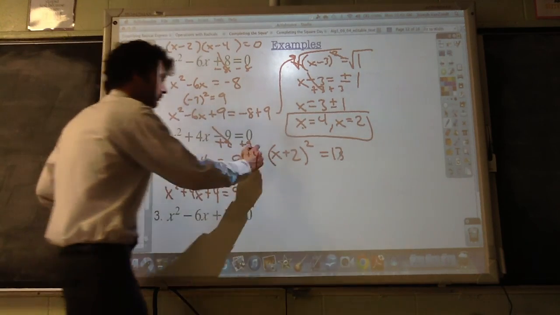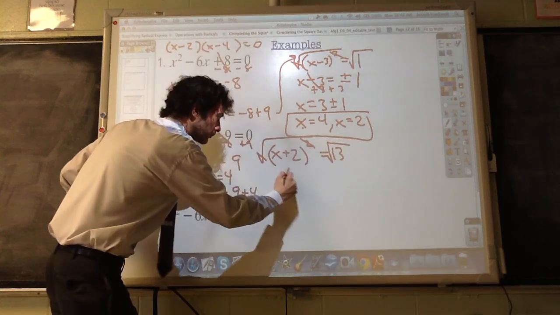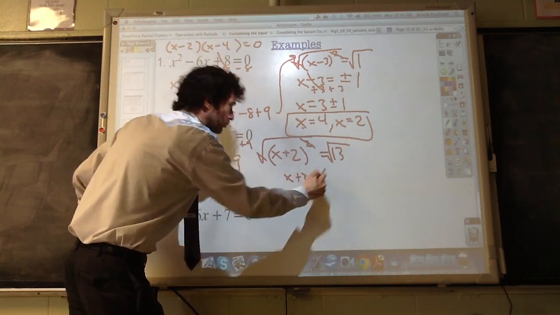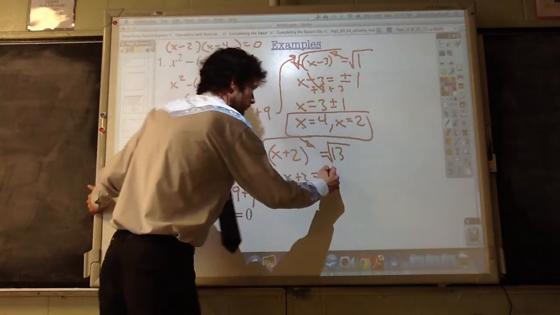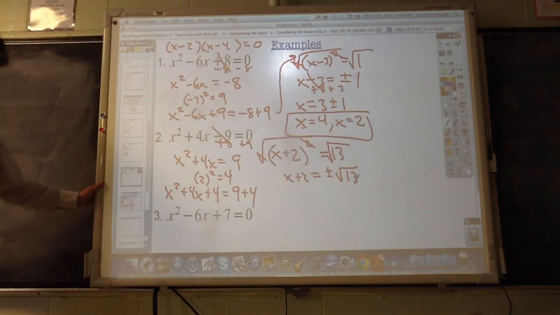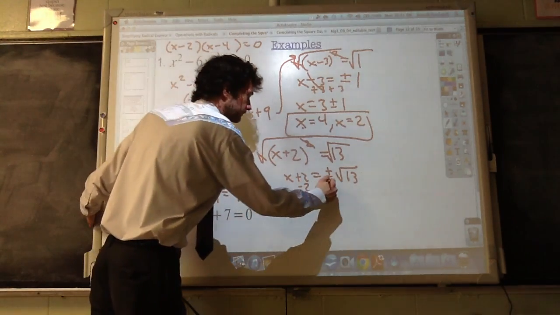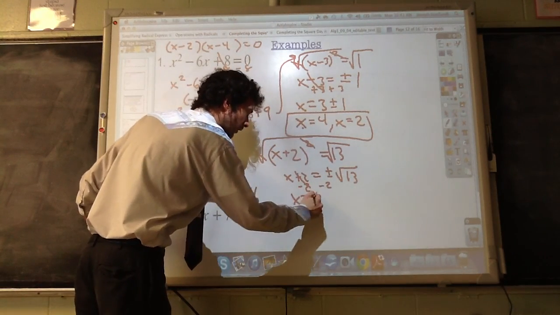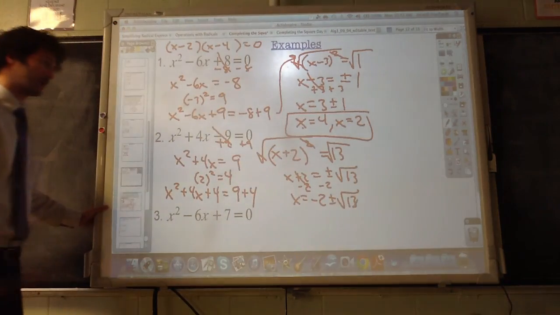Square root. The square root cancels with the squared, and I end up with x plus 2 equals the square root of 13. I'd realize pretty quickly it's not a perfect square, so this is one of those where I'm going to have to write it 2 ways. What's the last step? Subtract 2. Now I have solved for x, and I'm ready to write my answers.